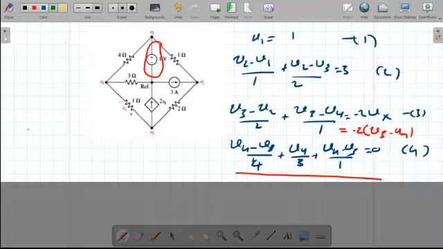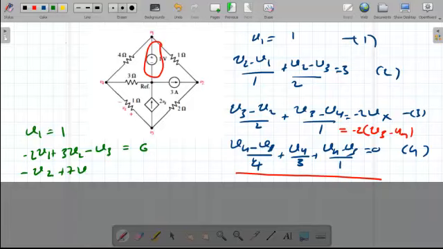So V1 equals 1. Then minus 2 V1 plus 3 V2 minus V3 equals 6. This is my second equation. My third equation, minus V2 plus 7 V3 minus 6 V4 will equal 0. My last equation, minus 3 V1 minus 12 V3 plus 19 V4. Sorry for the writing. So this one equals 0.